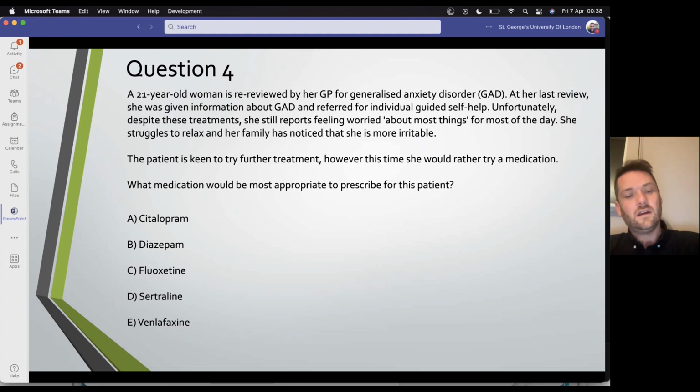And given how long I went on about it before, even though three of those are SSRIs on here, hopefully you will remember that the answer is sertraline.